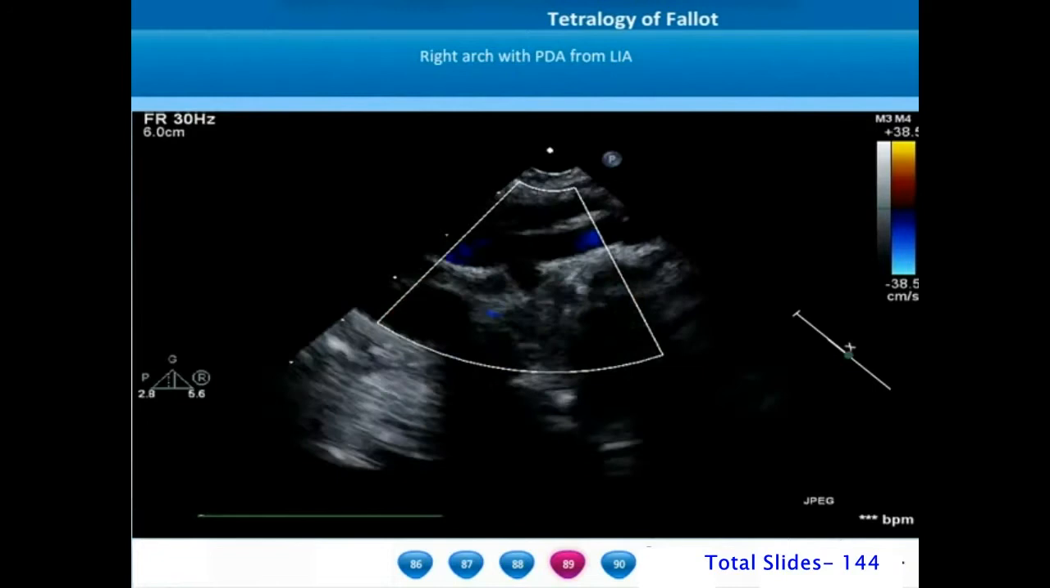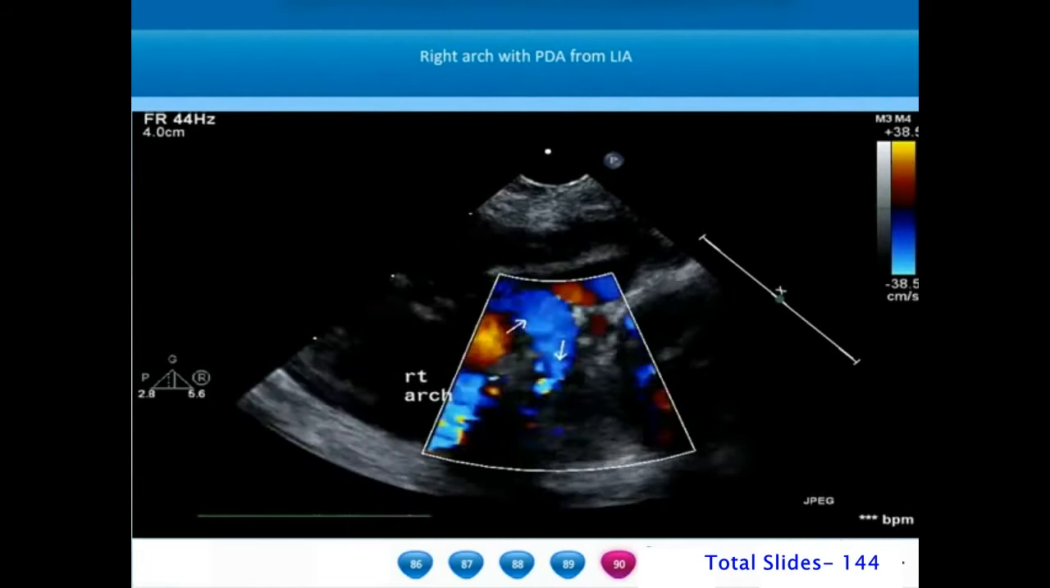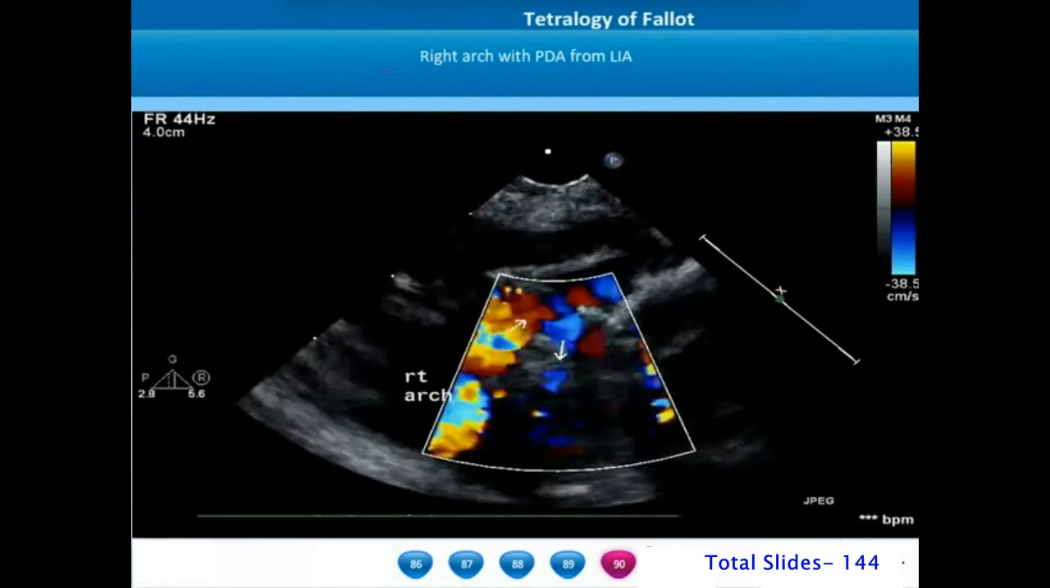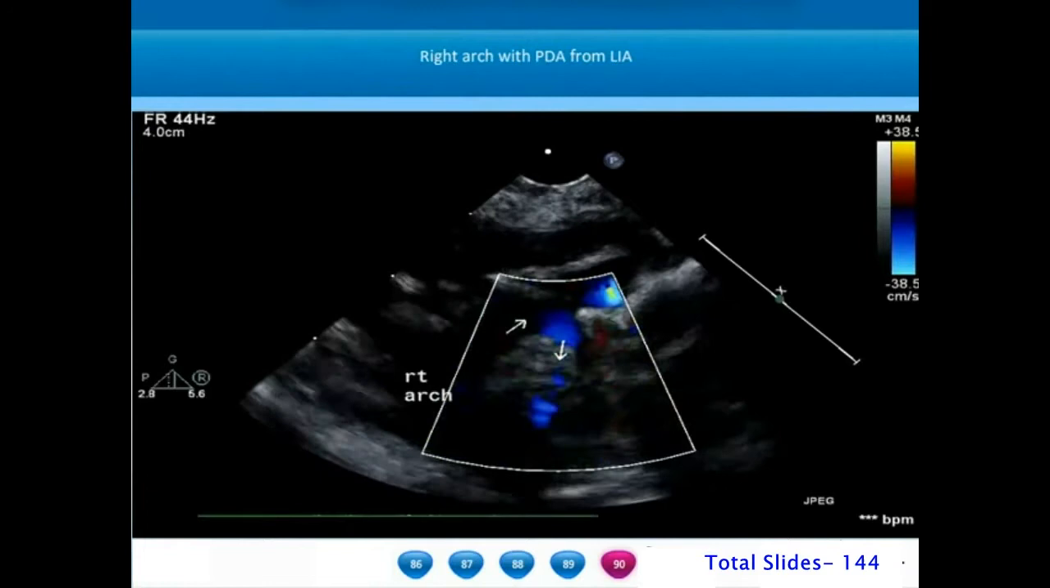Sometimes the left innominate artery that arises from the right aortic arch may give off a vertical patent ductus arteriosus that will course inferiorly towards the branch pulmonary arteries. This vertical PDA from the left innominate artery will have an appearance that is similar to a BT shunt. We can notice the two arrows that show the flows in the left innominate artery and subsequently through the vertical PDA towards the branch pulmonary artery.